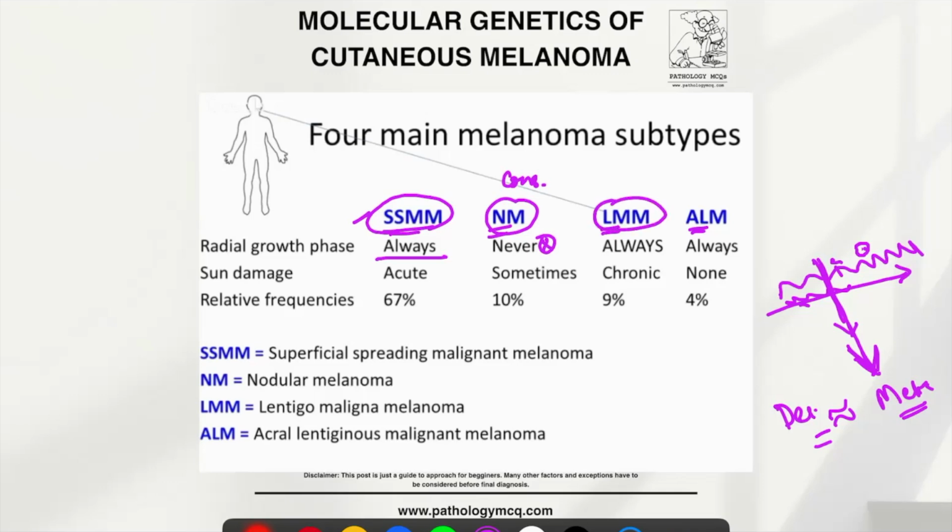And then the lentigo maligna type of melanoma always has a radial growth phase, and they are always associated with increased sun damage. We'll see more about the sun damage in melanoma also. Okay. And then acral lentiginous melanoma, acral site melanoma, they usually do not have any sun damage associated, and radial phase is also seen in this type of melanoma. So most common among these is the superficial spreading type of melanoma, which arises from the acquired nevi.